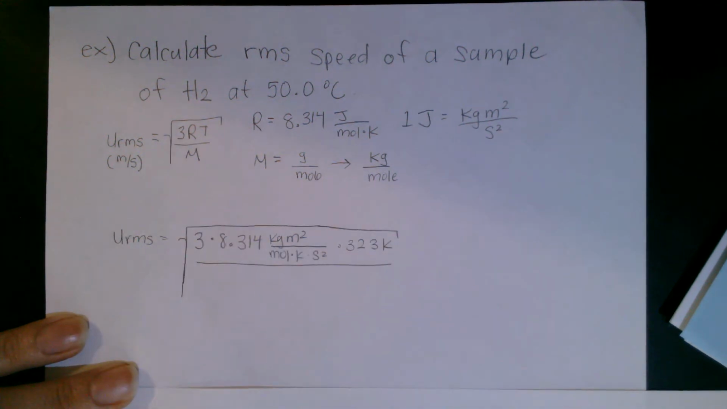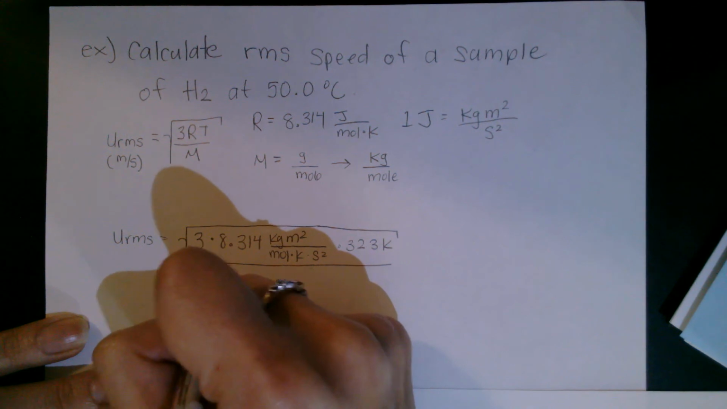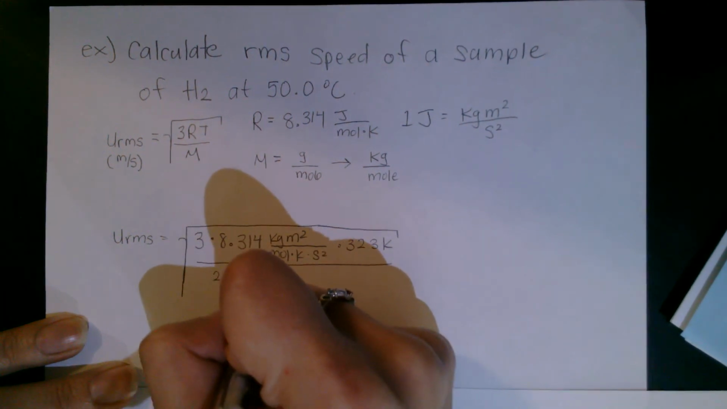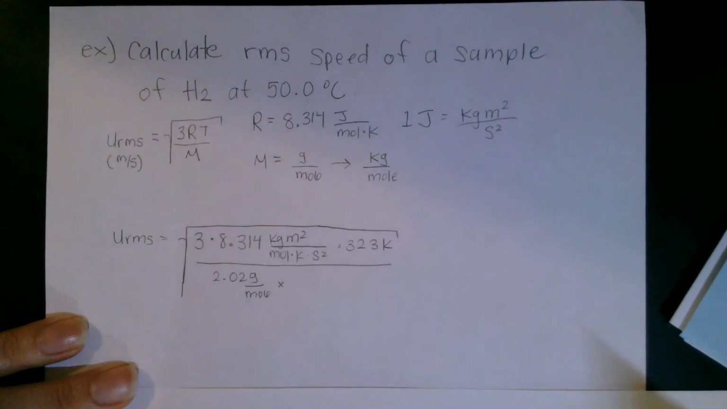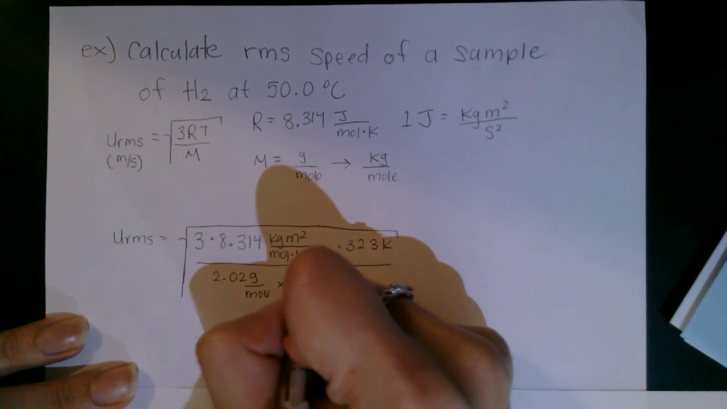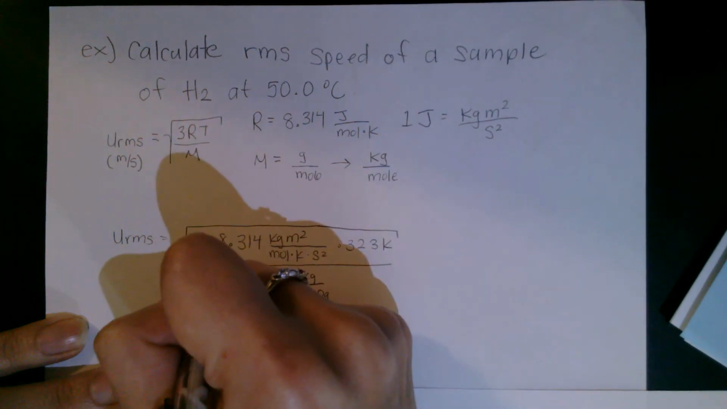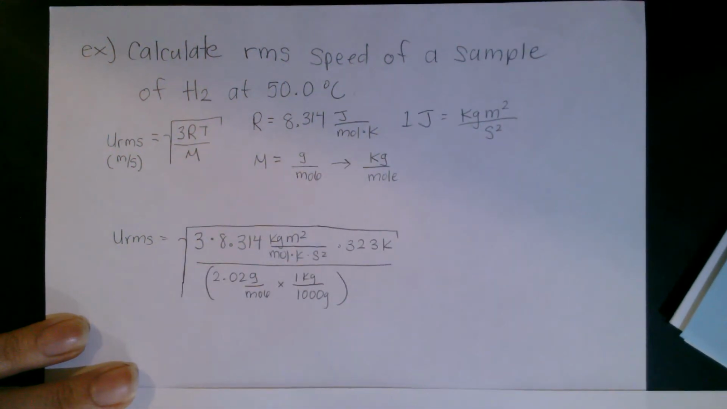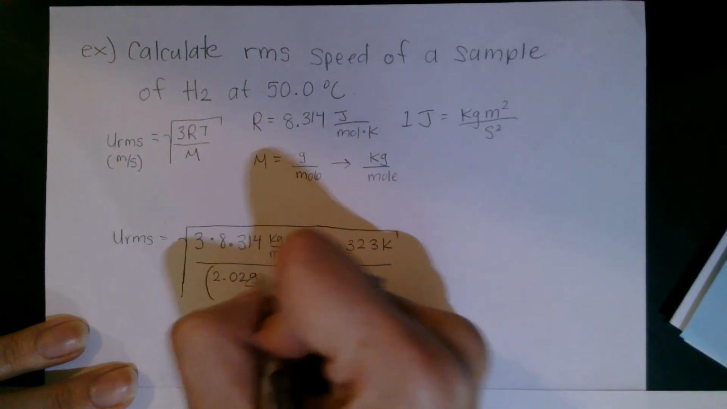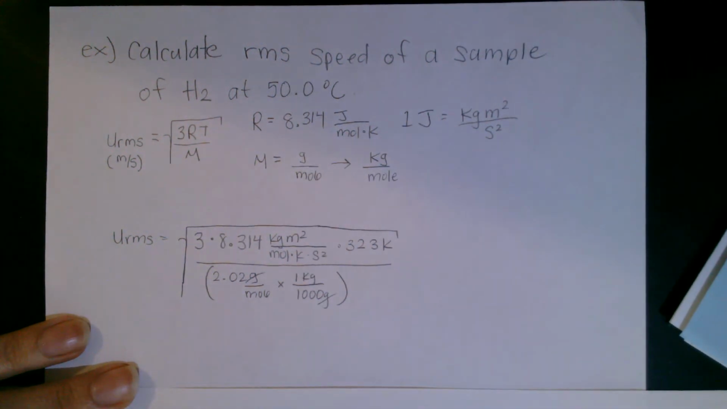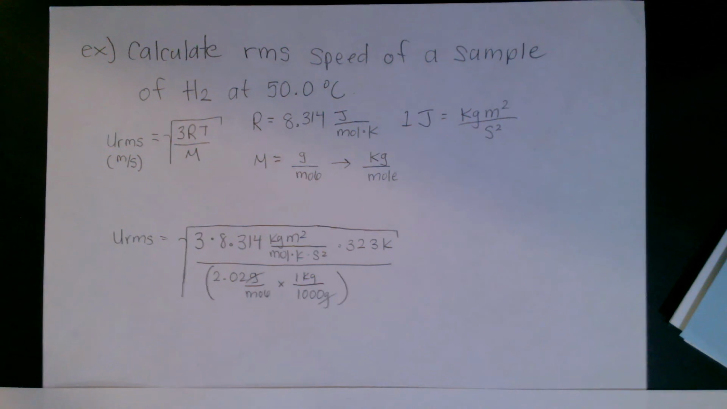So this is H2, which is a little over 2 grams per mole. So it's 2.02 grams per mole times 1 kilogram per 1,000 grams. So I'm just going to slap that together here. So grams cancels with grams. But if you wanted to convert this first before putting it in here, that's totally fine.